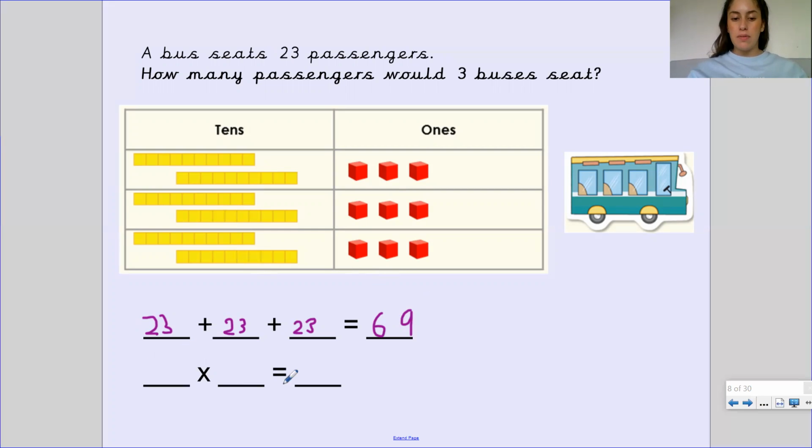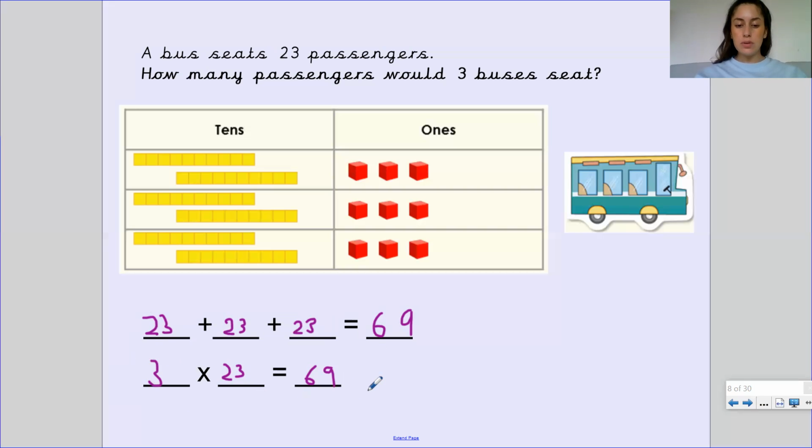Okay, now how could we write a multiplication number sentence to represent this? Well, how many equal groups do we have? 3 equal groups of 3 buses. And how many passengers are on each bus? 23. So the answer would be the same as our repeated addition number sentence, because all we've done is represent the repeated addition as a multiplication. So 69. Is there another way you could have written this multiplication number sentence?